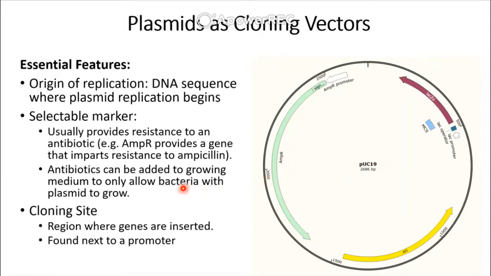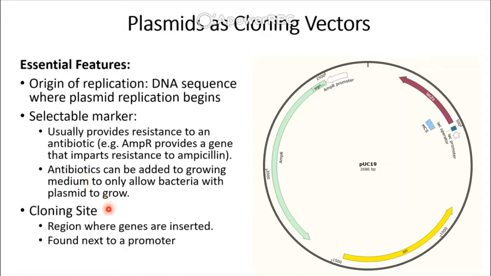So after transformation, the bacteria can be plated onto a medium that contains the antibiotic ampicillin, and we will only have E. coli cells grow if they have that plasmid present. So in this way, we can select for just our transformants.